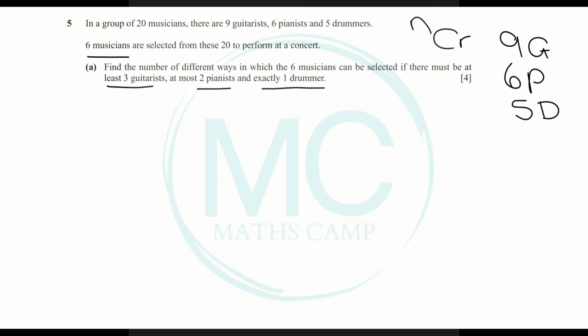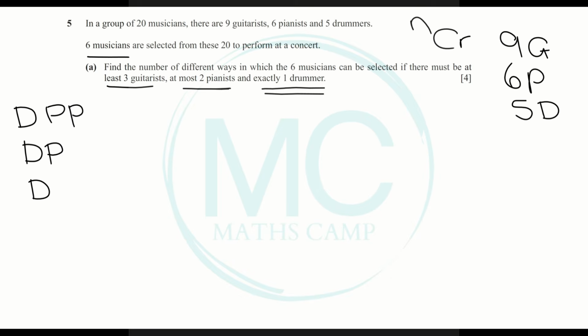And the best way to do this is to look at the possible combinations we could have. Our group has to have 1 drummer. So let's start there. Let's say D for drummer. At most 2 pianists. So we could have a group with 2 pianists. So let's say 2 pianists in this group, or 1 drummer and 1 pianist, or 1 drummer and no pianists.